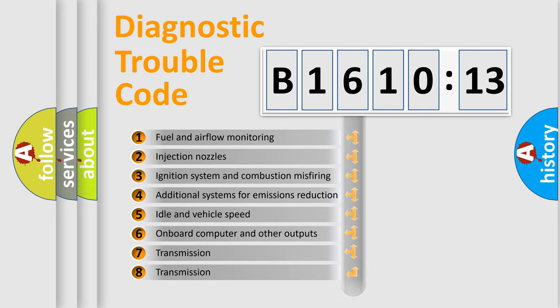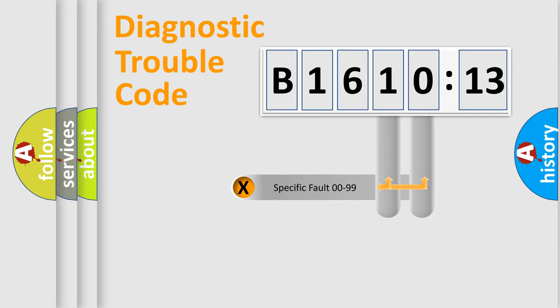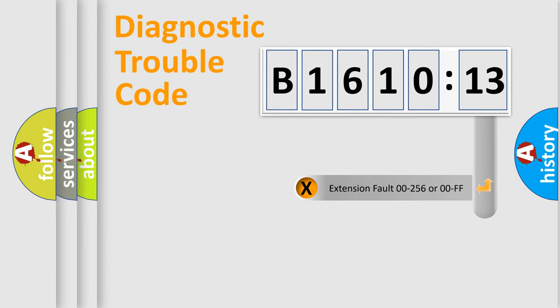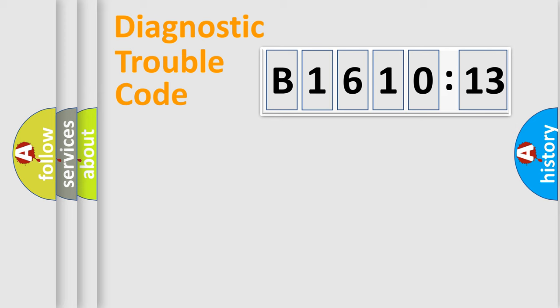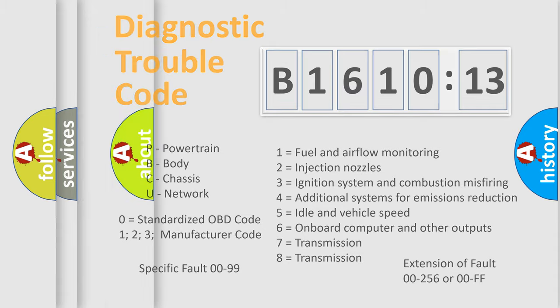In the case of numbers 1, 2, 3, it is a more prestigious expression of the car-specific error. The third character specifies a subset of errors. The distribution shown is valid only for the standardized DTC code. Only the last two characters define the specific fault of the group. The add-on to the error code serves to specify the status in more detail, for example, a short to the ground. Let's not forget that such a division is valid only if the second character of the code is expressed by the number zero.